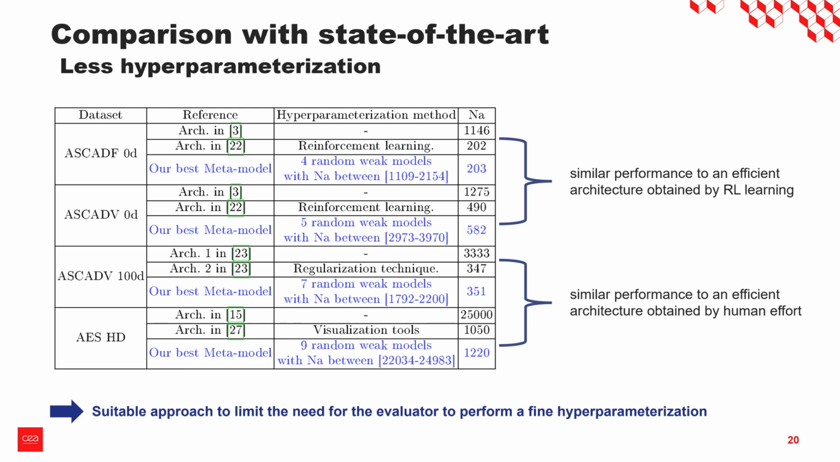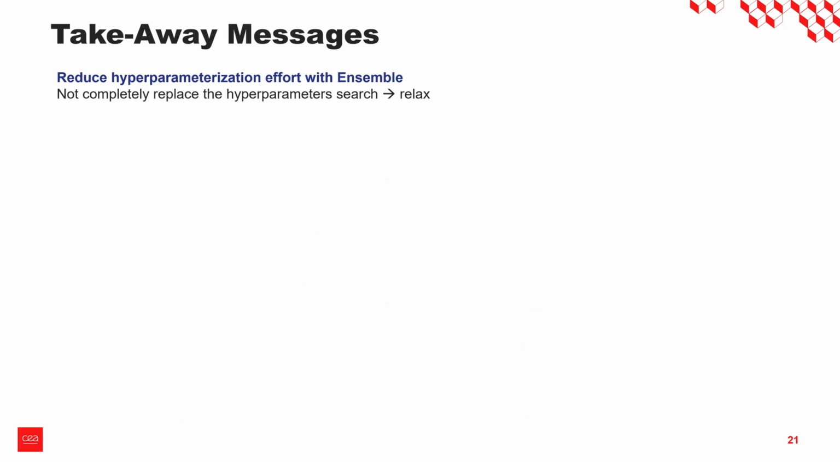So our experiments suggest that stacking ensemble appeared to be a suitable approach to limit the need for the security evaluator to perform a fine hyperparameterization of its architecture. And as takeaway messages, first, we would like to clarify that we don't claim that ensemble learning completely replaces hyperparameter tuning, but ensemble learning can relax the need for hyperparameterization.